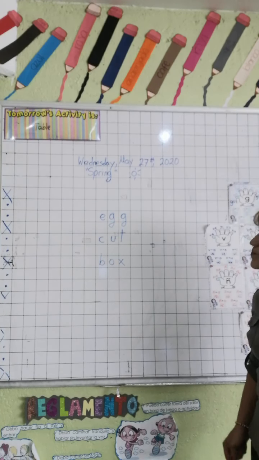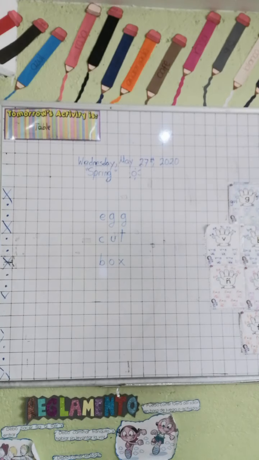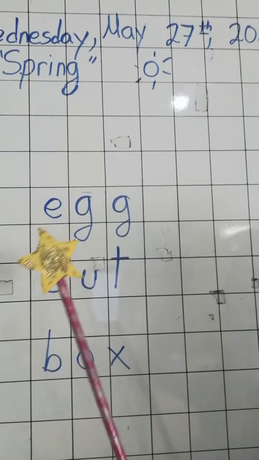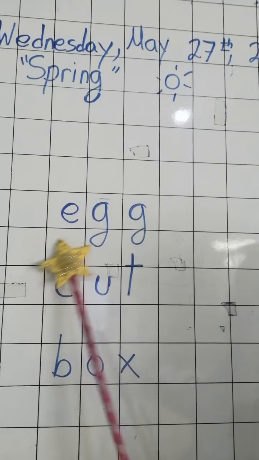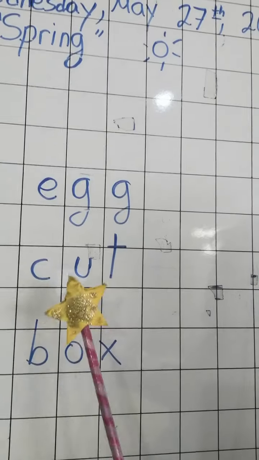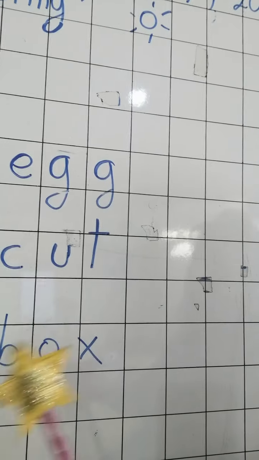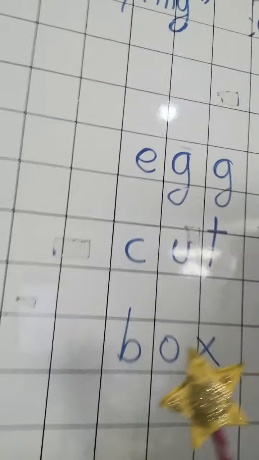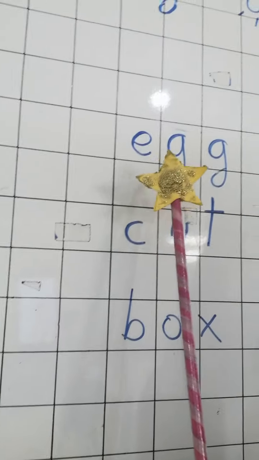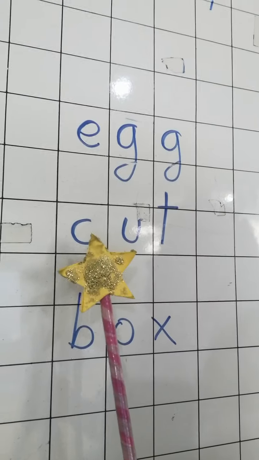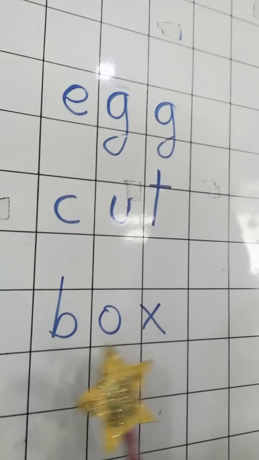We have here the word egg. Do you remember how to spell the word egg? Everybody repeat. E-G-G, egg. Perfect. Cut. C-U-T, cut. Very good. Box. B-O-X, box. Very good. Again, all the words. Egg. E-G-G, egg. Cut. C-U-T, cut. Box. B-O-X, box. Perfect, kids.